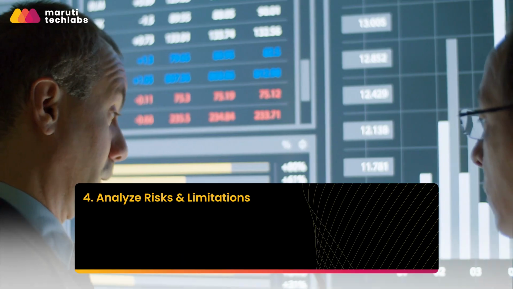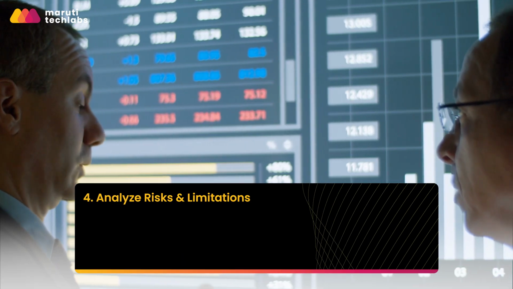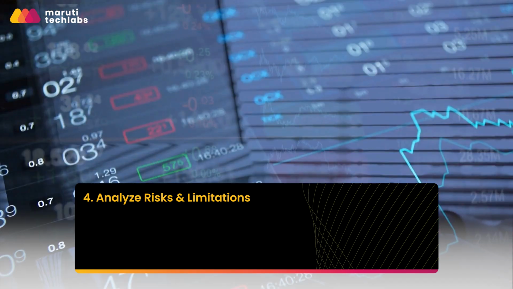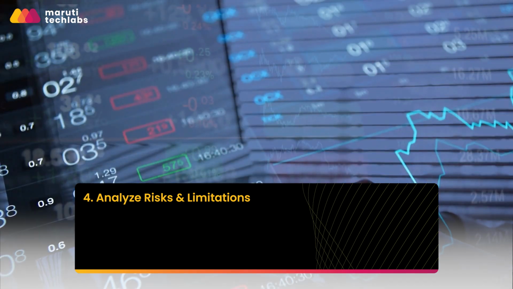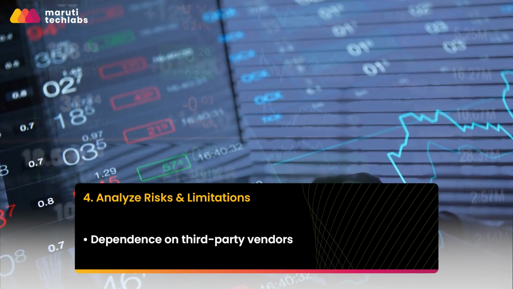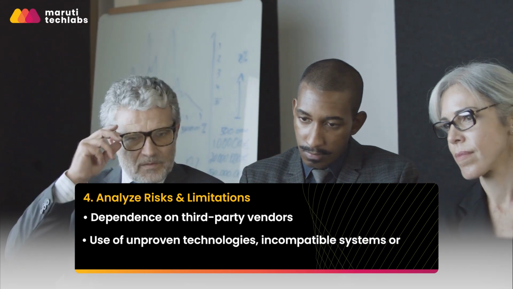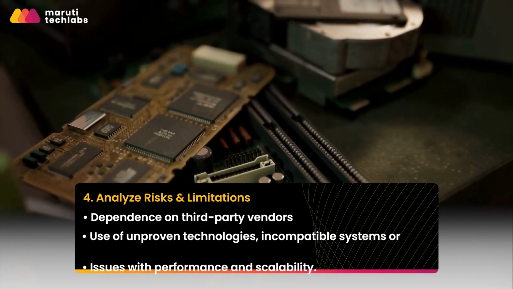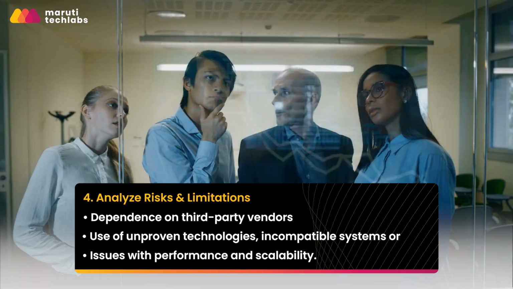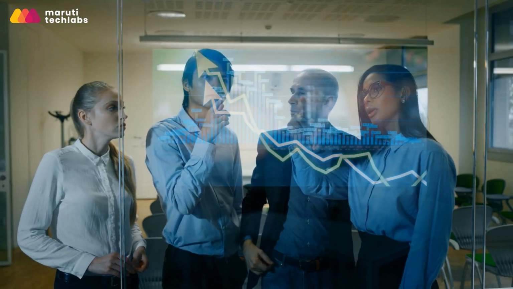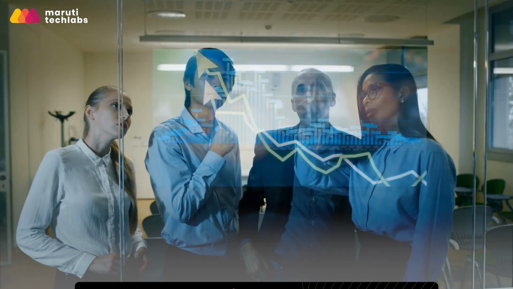Step 4. Analyze risk and limitations. For each design, identify potential technical roadblocks. This could be dependence on third-party vendors, use of unproven technologies, systems, or issues with performance and scalability. With all the data gathered, it's time for Step 5.